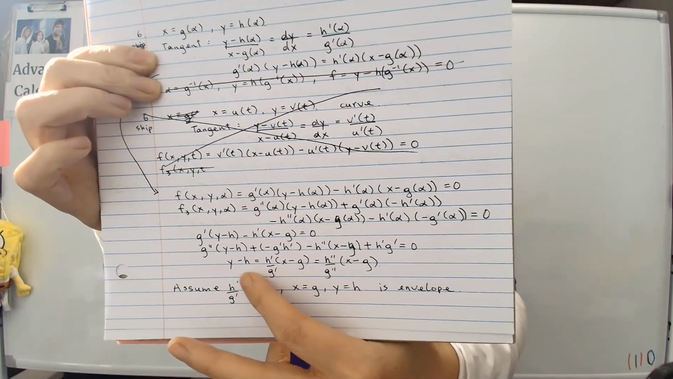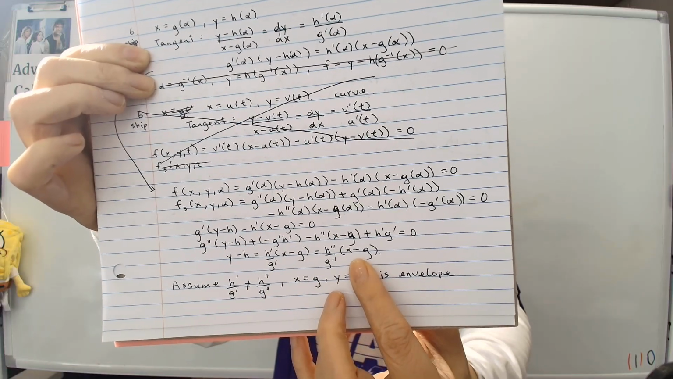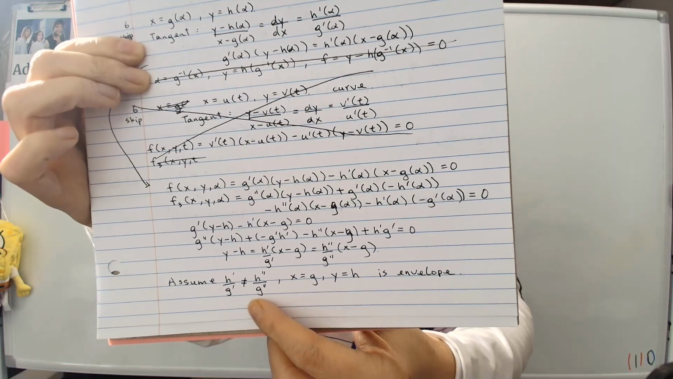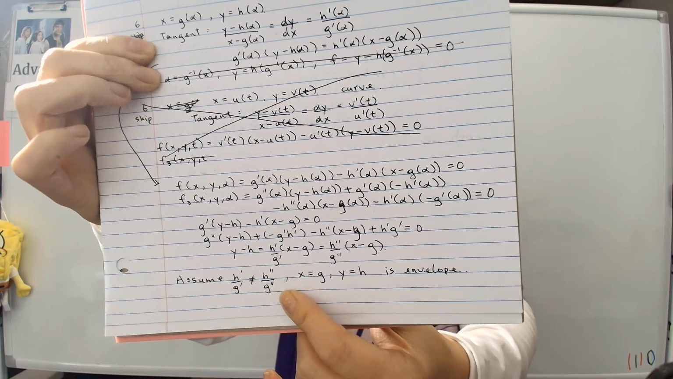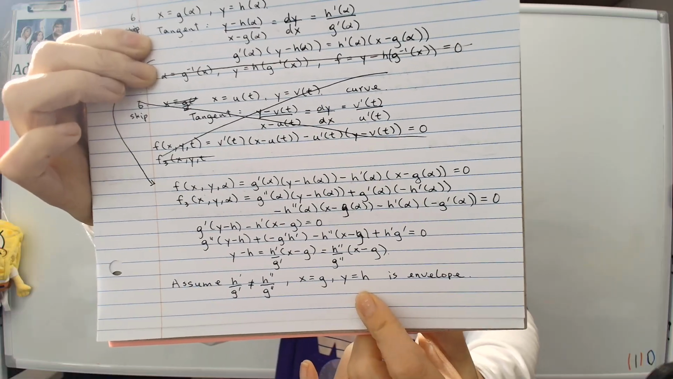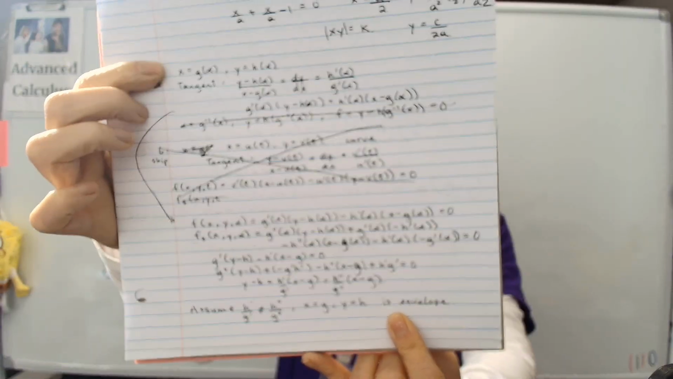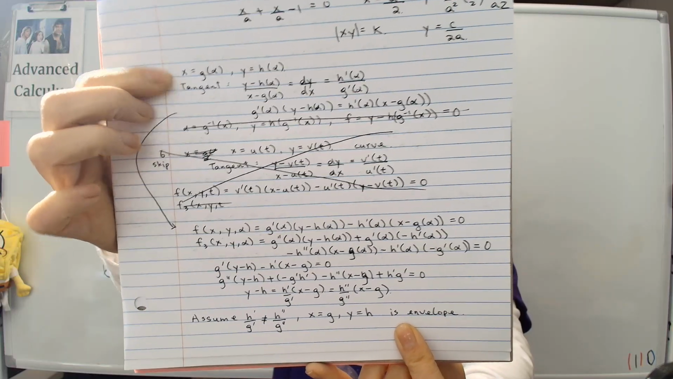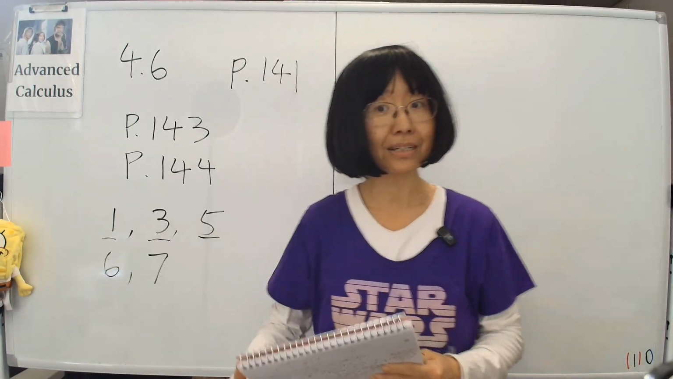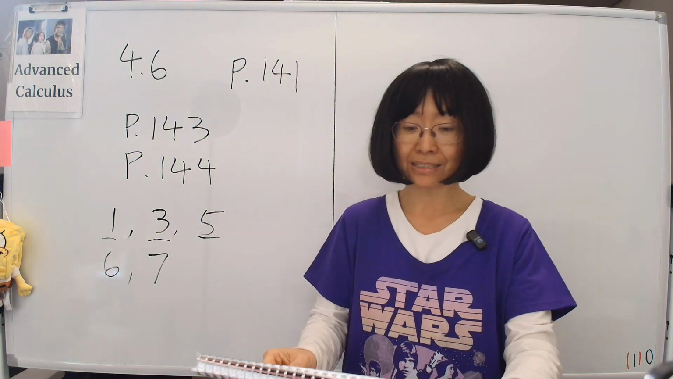Well, from the two things, eventually I got y minus h equal to this thing, which then, if we assume that these two values are not the same, would mean that x has to equal g, and y has to equal h, which is the envelope. Right here, see? x equals g, y equals h is its own curve. So then the parametric curve is the envelope of its own tangents as well.